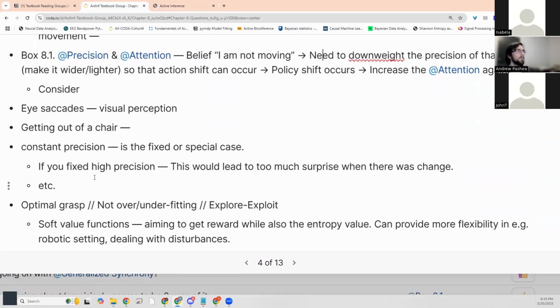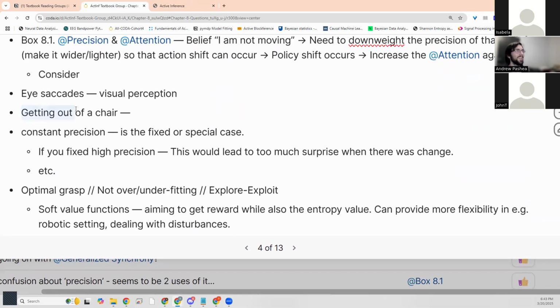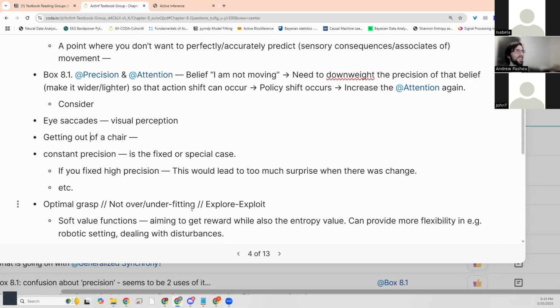What is getting out of a chair? I was not the first.